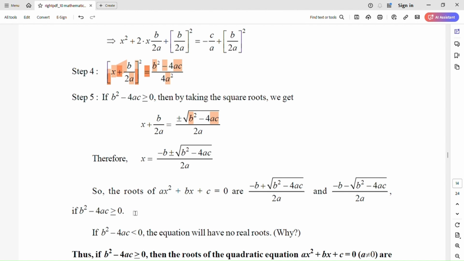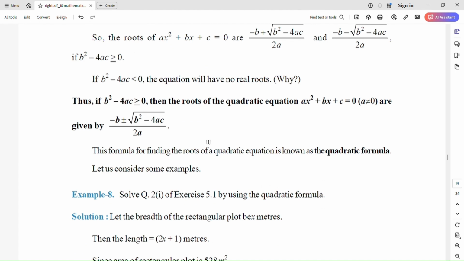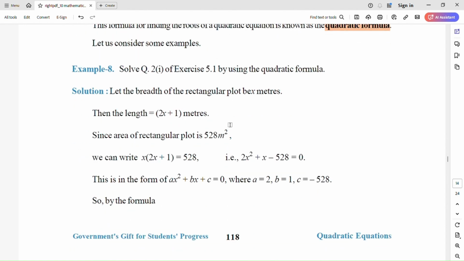So what are the two roots of the general quadratic equation? Minus b plus square root of (b square minus 4ac) by 2a, and minus b minus square root of (b square minus 4ac) by 2a. This is the condition: b square minus 4ac is greater than or equal to 0. This is the main condition, and this is called the quadratic formula. Okay, let's see some examples.